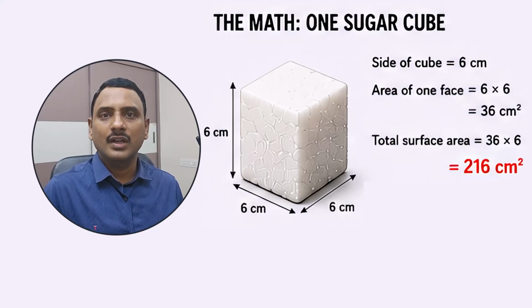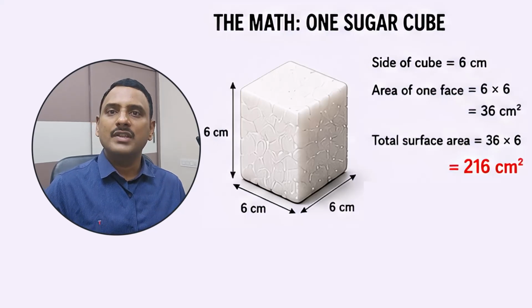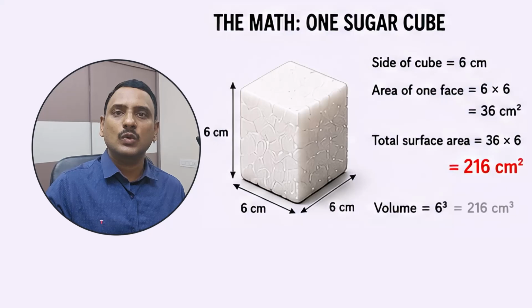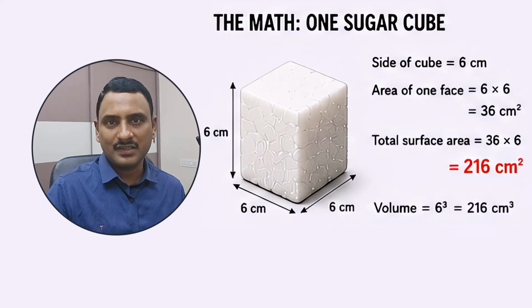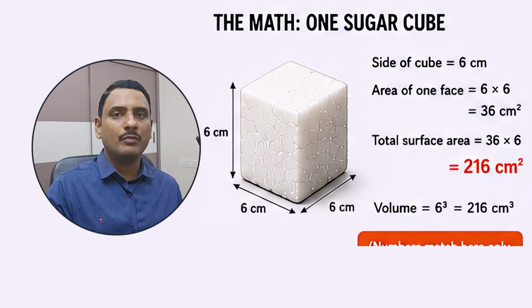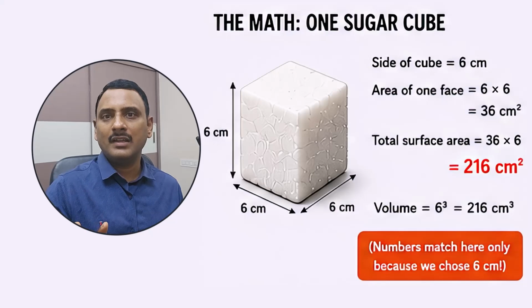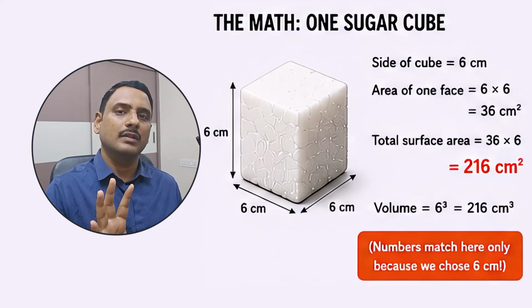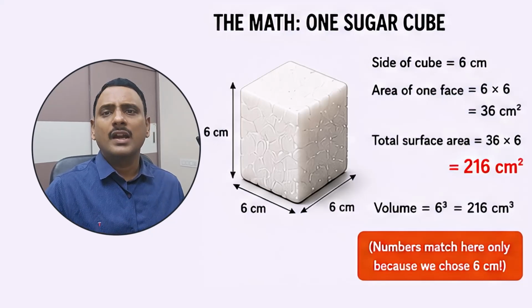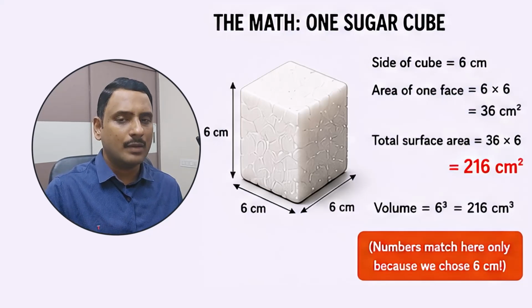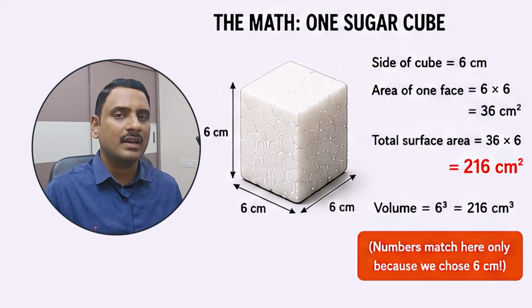Just a quick note, if we calculate the volume, which is 6 cubed, it is also 216 cubic centimeters. The surface area and the volume numbers only match here perfectly just because we took a 6 centimeter cube. Try the math with a 5 centimeter cube or an 8 centimeter cube and see what happens and how you get the surface area and the volume.